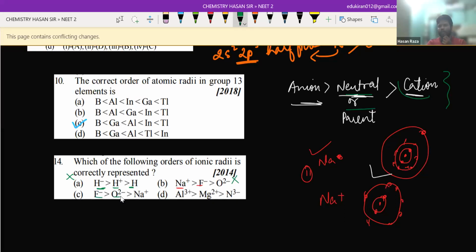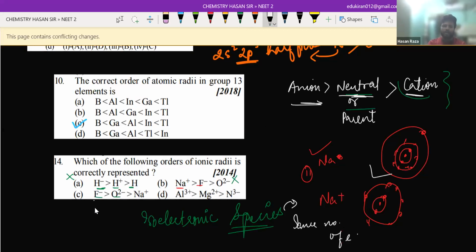Now, F minus, O minus 2, Na plus. Now see, always remember that in isoelectronic species, are you aware of this? Both of you? Yes, sir. Isoelectronic species means the same number of electrons. That means F minus, O minus 2 and Na plus are isoelectronic species. The one which has more negative charge will be larger basically. So O minus 2 is greater than F minus, and hence this is also wrong.